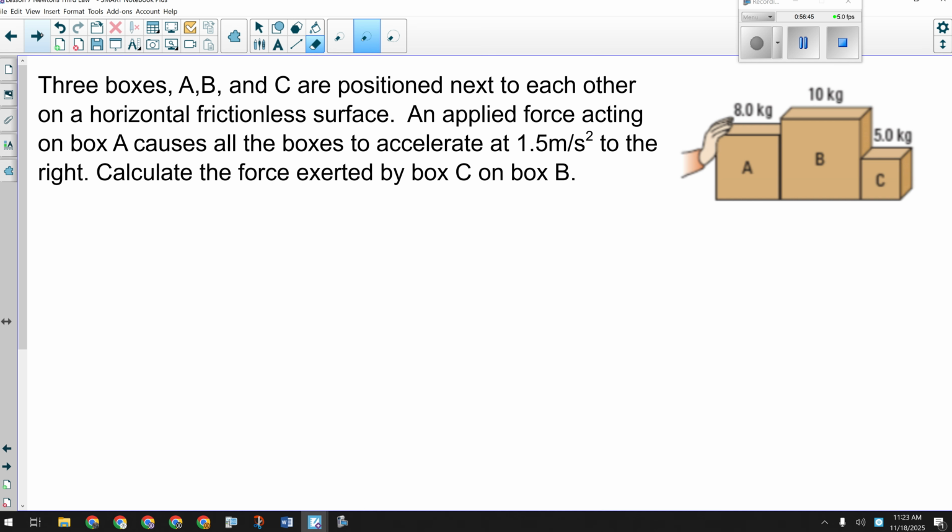All right, we are going to look at a classic Newton's third law problem, the multiple boxes problems. I'm going to get you to write that one down, and we'll get started on it, but we probably won't finish it today.